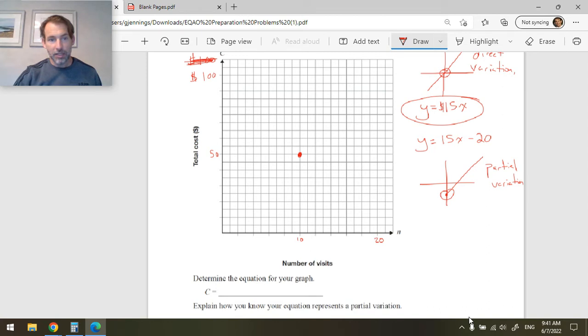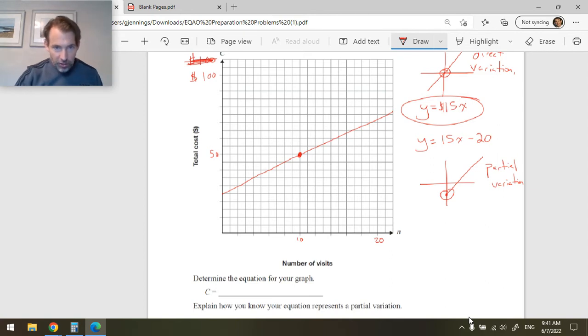And then let's say it's a partial variation, so we can't go through the origin. It has to go through, let's say, 5, 10, 15, 20, 25. Let's go from there. Go through that point, about something like that. That should go through the point (0, 25) there. Okay. Determine the equation for your graph.